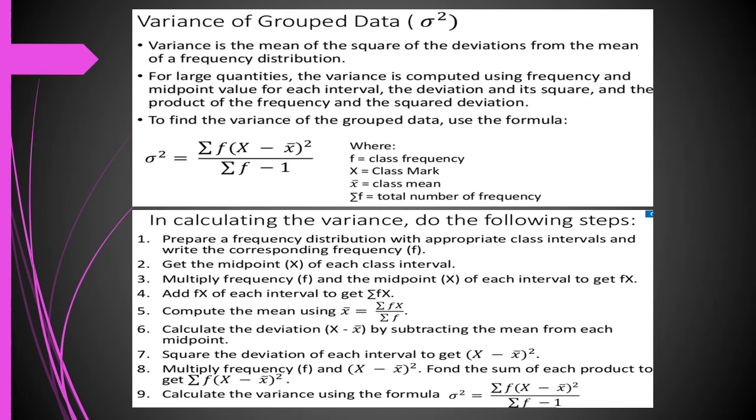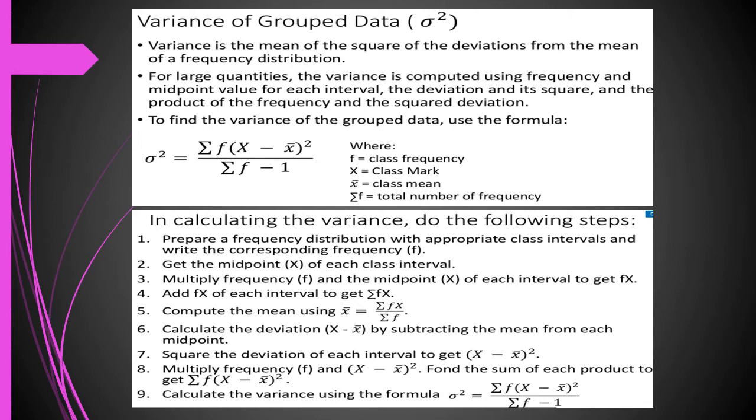Variance of grouped data. Variance is the mean of the square of the deviation from the mean of a frequency distribution. For large quantities, the variance is computed using frequency and midpoint value for each interval, the deviation and its square, and the product of the frequency and the squared deviation. To find the variance of grouped data, use the formula here, where f is equal to frequency, x is equal to class mark, x-bar is equal to class mean, and summation of f is equal to the total number of frequencies.